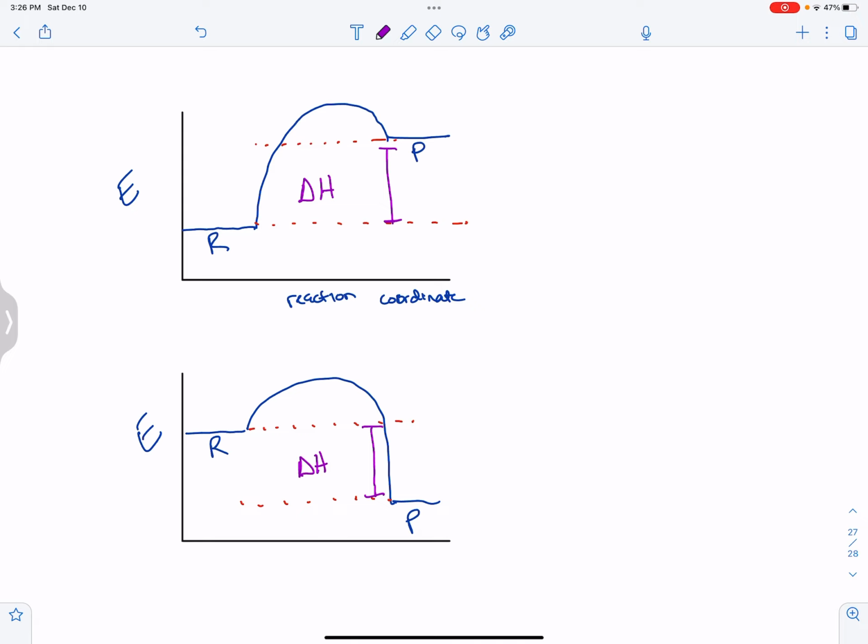So if you are starting low energy and you're ending high energy, that means that you have to put energy in. So this is an endothermic. Energy has to be added, usually in the form of like a hot bath or something like that. In this case, you're starting high and ending low in energy. And so that's going to be negative, and that's exothermic.